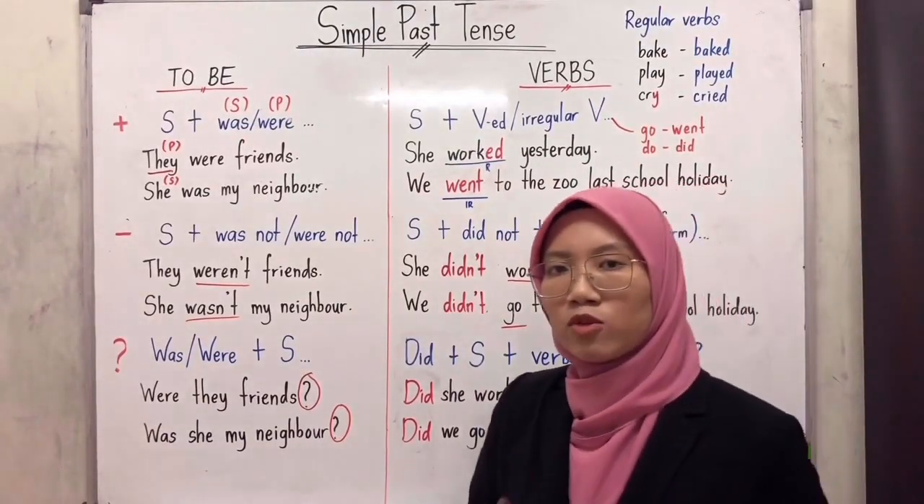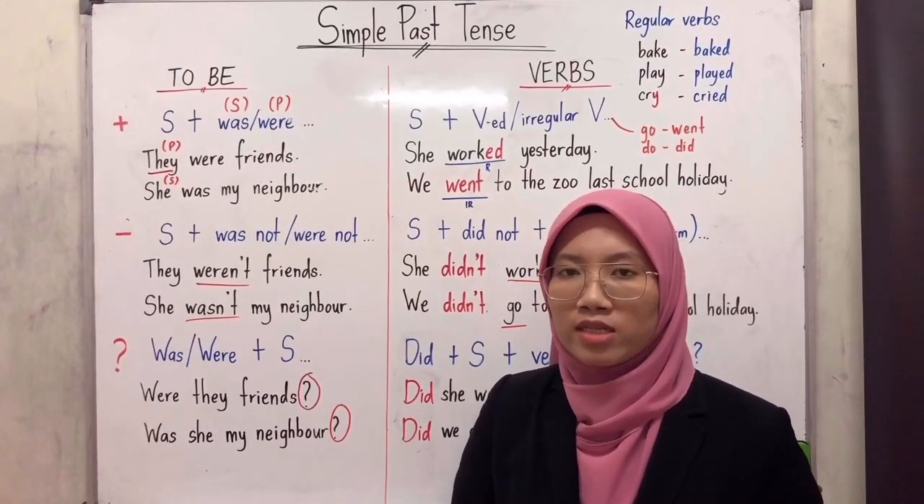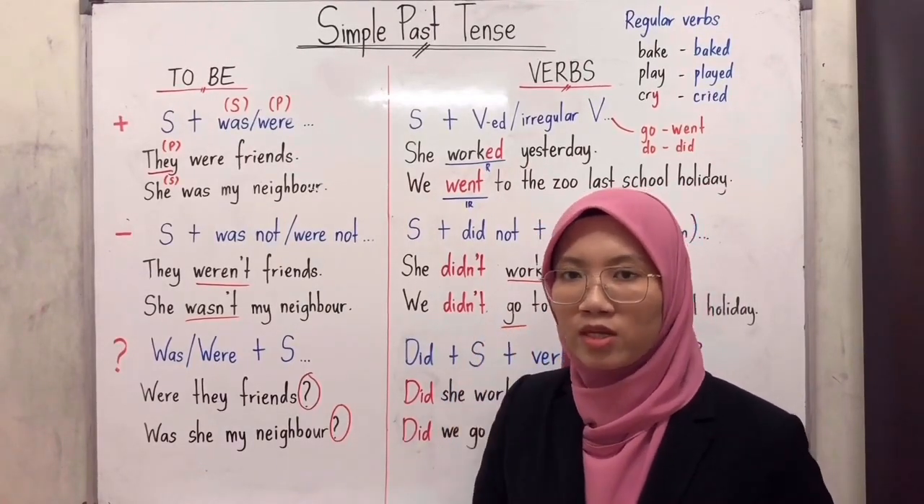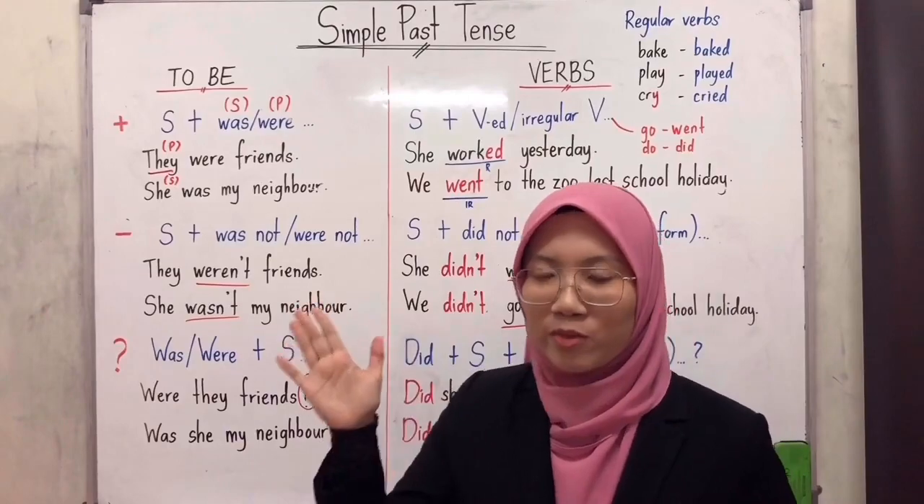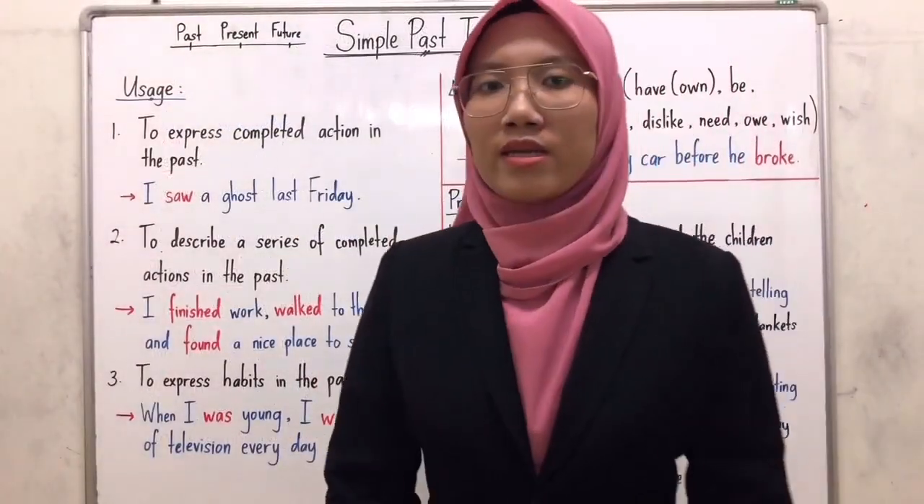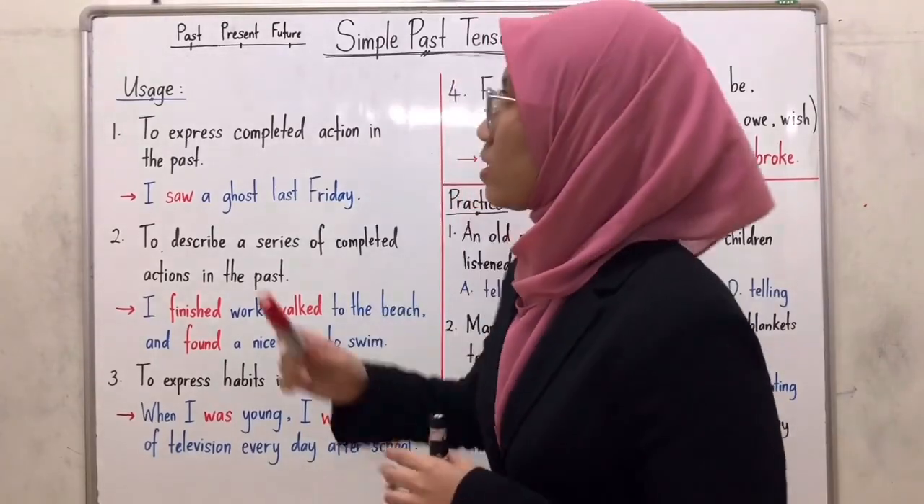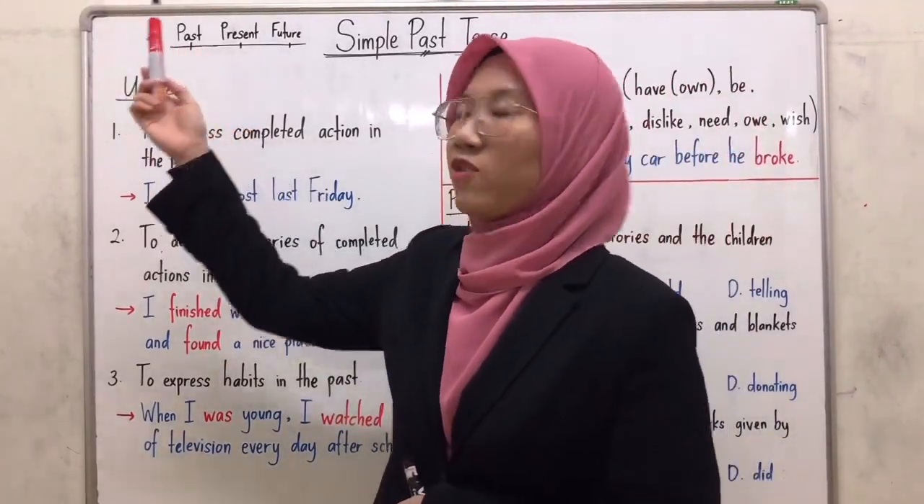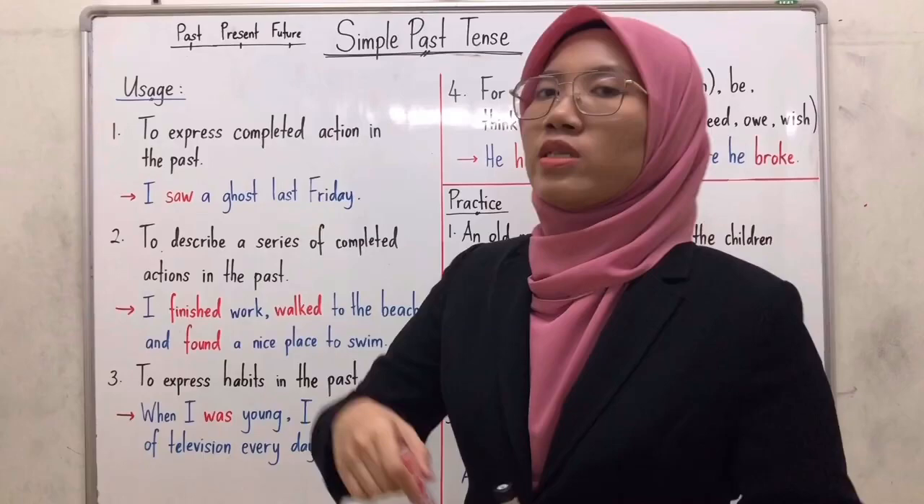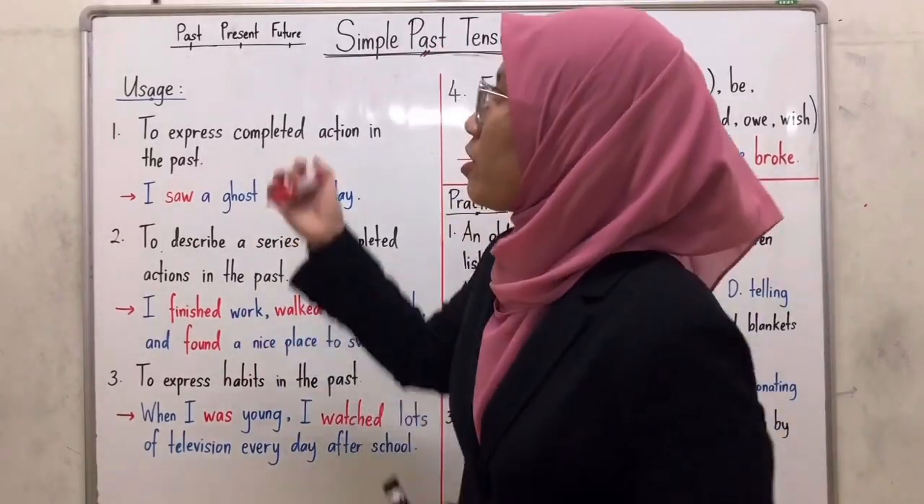Now let's move on to the usage of simple past tense. We will move on to the next whiteboard. Now let's look at the usage of simple past tense. But first, let's look at this timeline. We have past, present, and future. Now we are in the present.